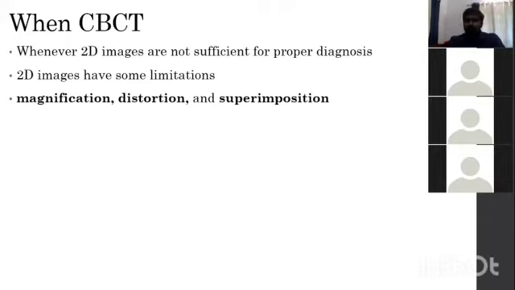Whenever 2D images are not sufficient for proper diagnosis, we can refer the patient for CBCT for 3D imaging. We all know that there are some limitations for 2D images when comparing to 3D images. 2D images have magnification problems, distortions, and superimposition of anatomic structures.